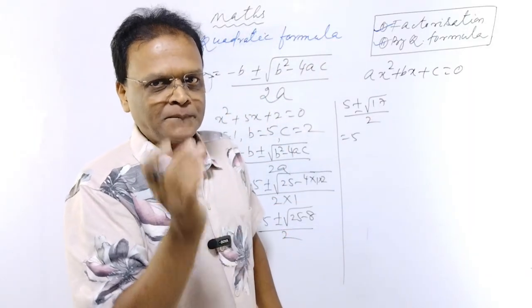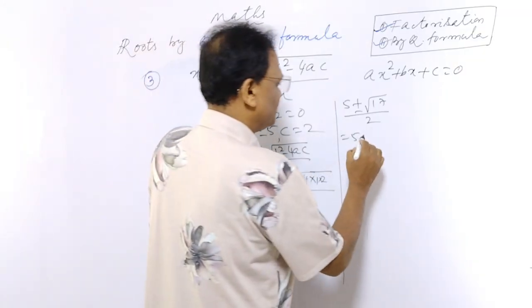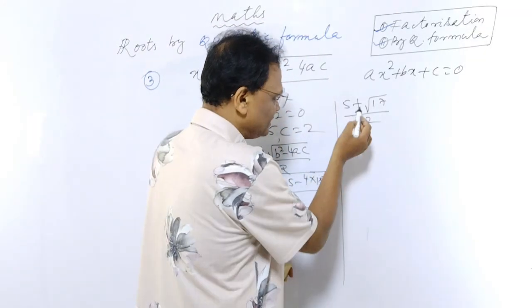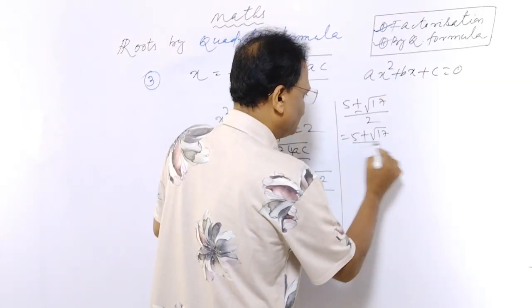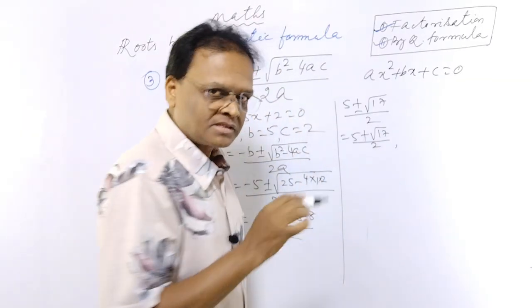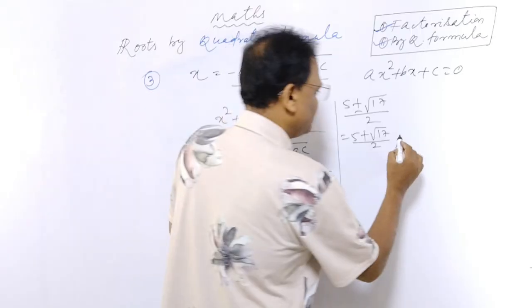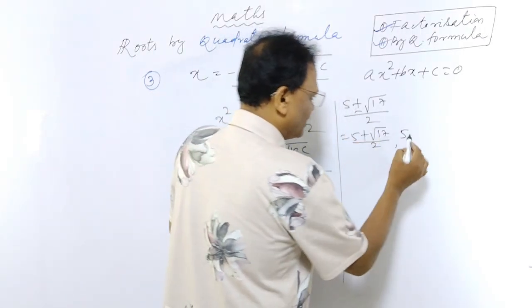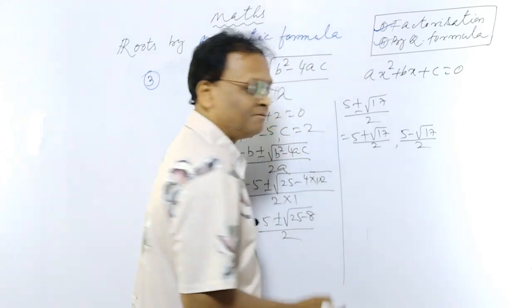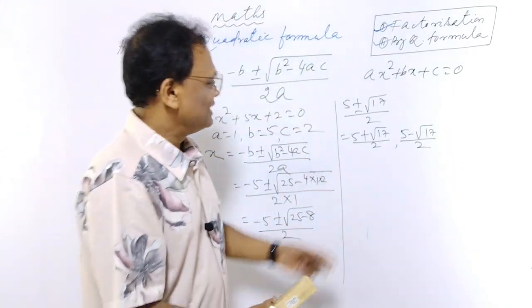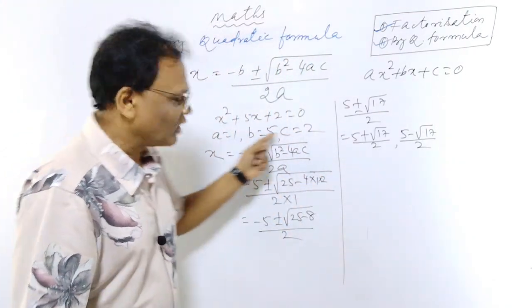पहले plus लिखना, बाद में minus लिखना. First I am writing plus. कहाँ से? ये वाला जो plus minus है. 5 plus √17/2. अच्छा plus का हो गया, अब minus का. Repeat the same thing. 5 minus √17/2. In fact, these two are the roots of this quadratic equation.